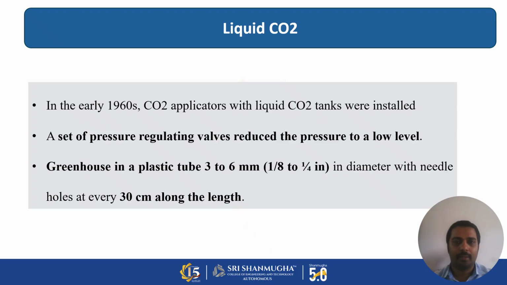Then liquid carbon dioxide: carbon dioxide applications began in the early 1960s. Liquid carbon dioxide tanks were installed in the 1960s. A set of pressure regulating valves reduces the pressure to a low level. In the greenhouse, a plastic tube of 3 to 6 mm diameter is used, with needle holes at every 30 centimeters of length.